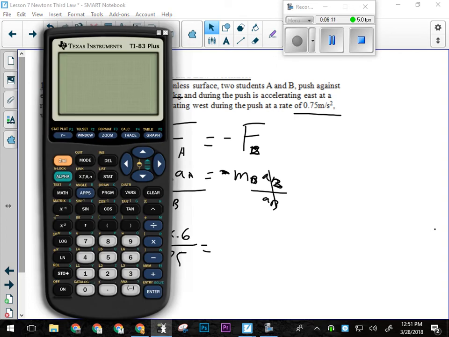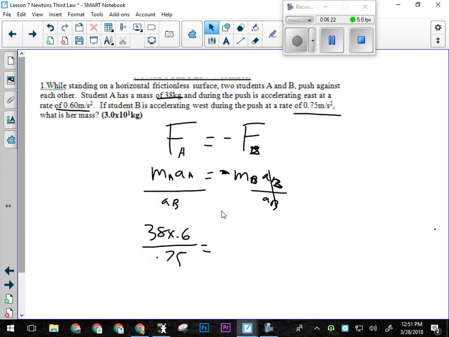So 38 times 0.6 divided by 0.75. So the mass of the other student is 30 kilograms because we only have two significant figures. Okay, questions on that one? Either way, both of them have two significant figures. 3.0 times 10 to the 1 is fine, so is 30. They both have the right number.